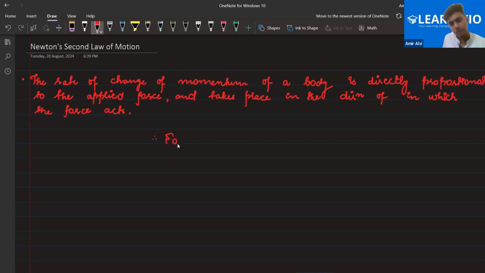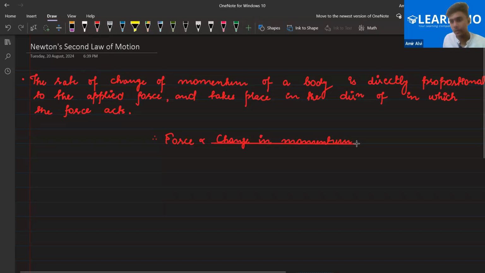so force is directly proportional to change in momentum divided by time. So whenever the word rate comes in physics or in maths, it means that it is divided by time. Rate means with respect to time. Theek hai bachcho? Yes, sir. Clear? Yes, sir. Chalo, that's great.